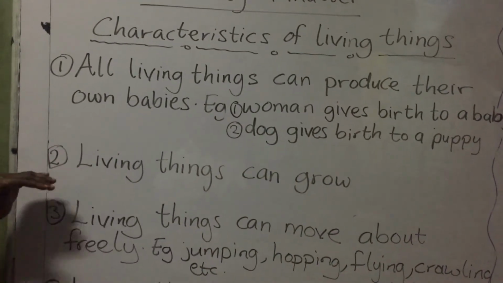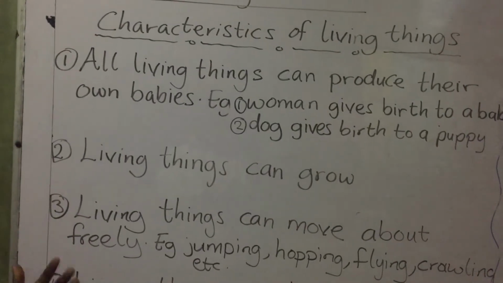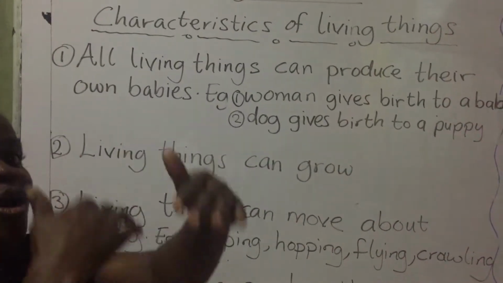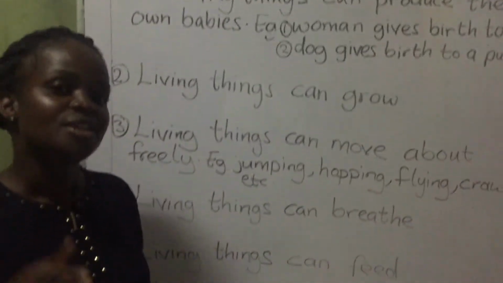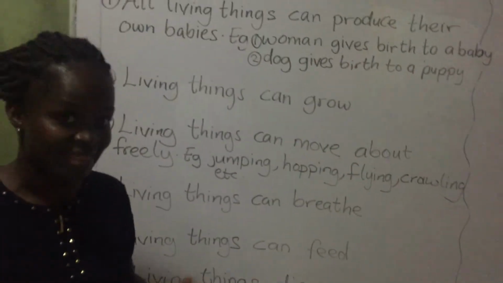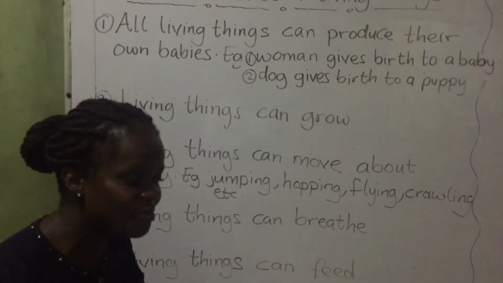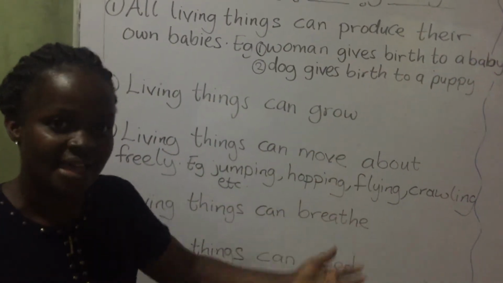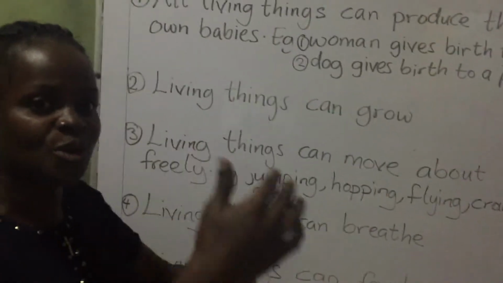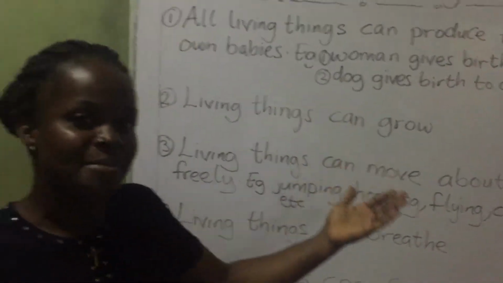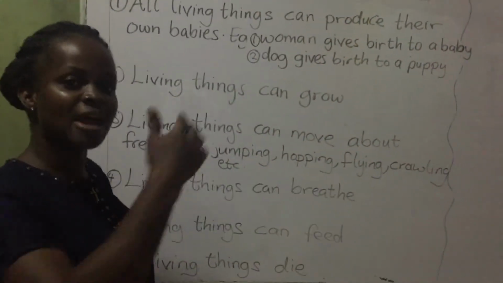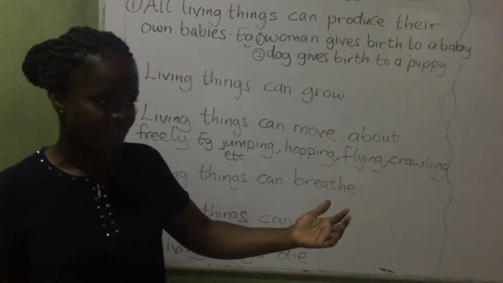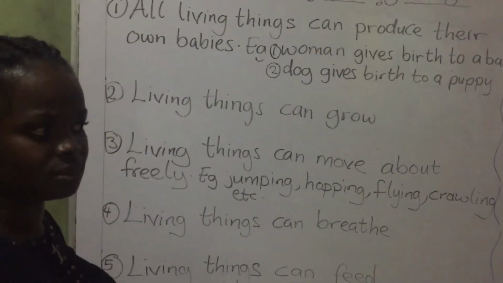Number 2. Living things can grow. You were not like this. Were you like that? You were a baby and then you grew to become where you are. And when time goes on, you become like mommy, like daddy, grandpa, and grandma. Is it right?